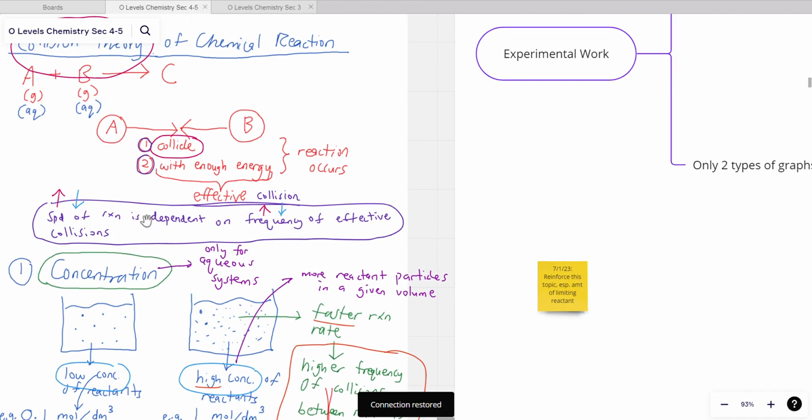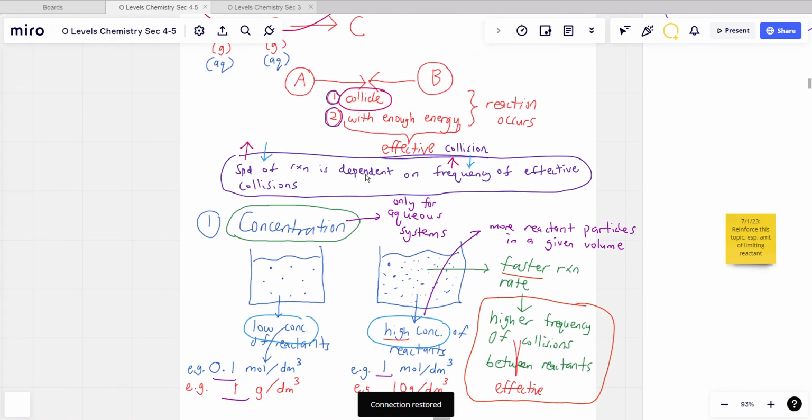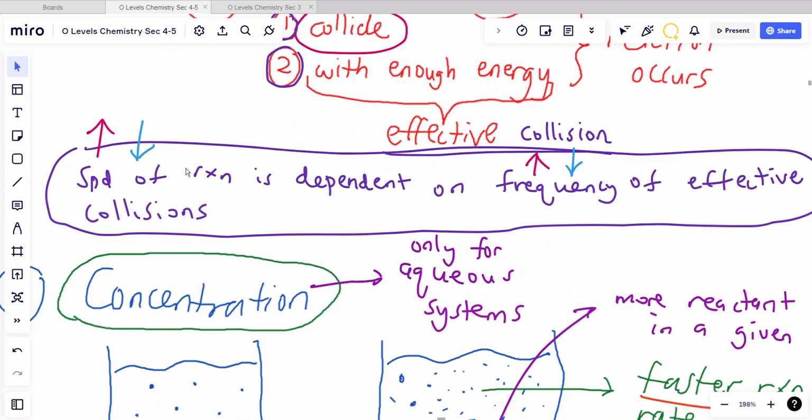Now, perhaps this is what you have to always remember to write. Basically, the faster the reaction, it implies your frequency of effective collision is higher. Frequency of effective collision is higher. Always write that phrase in for your answer.